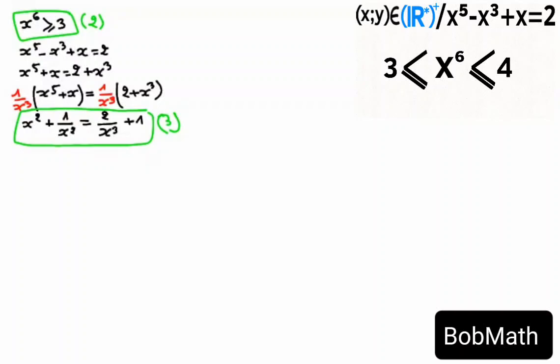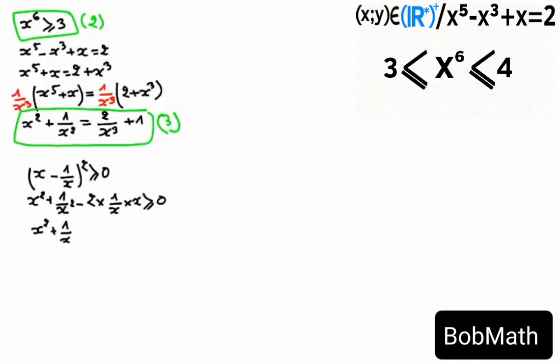And we know that (x - 1/x)^2 is greater than or equal to 0. So x^2 + 1/x^2 - 2 times (1/x) times x is greater than or equal to 0. Now we simplify the number x. So we get x^2 + 1/x^2 - 2 greater than or equal to 0, and therefore x^2 + 1/x^2 is greater than or equal to 2. From 3, we conclude that 2/x^3 + 1 is greater than or equal to 2.